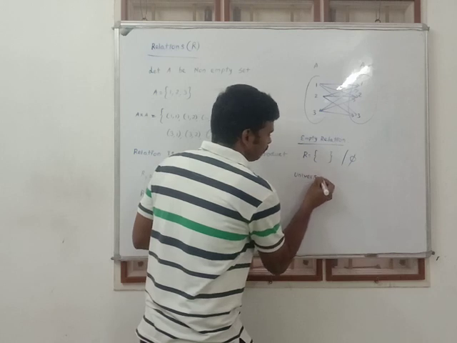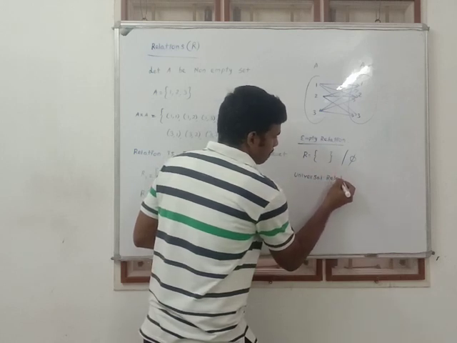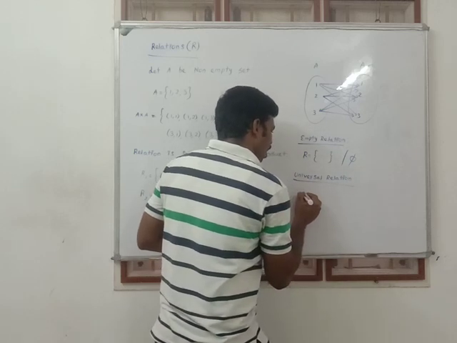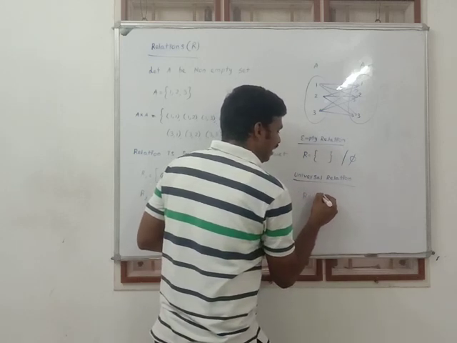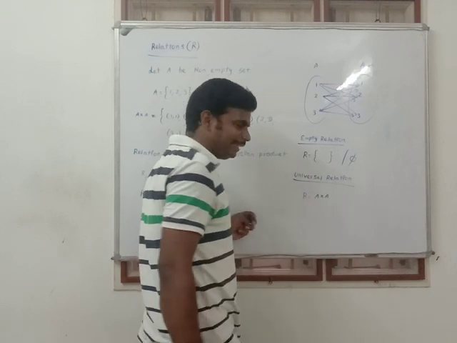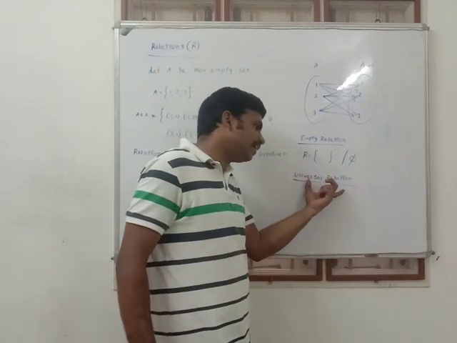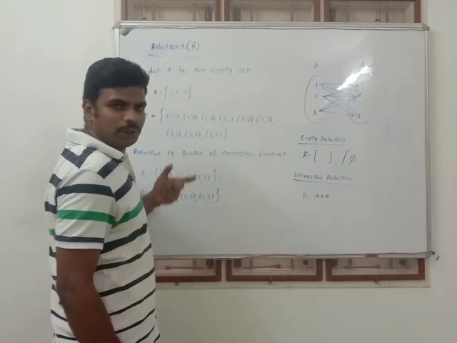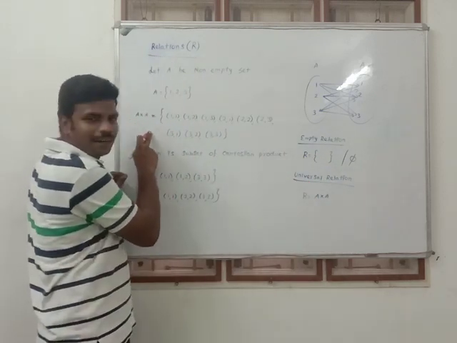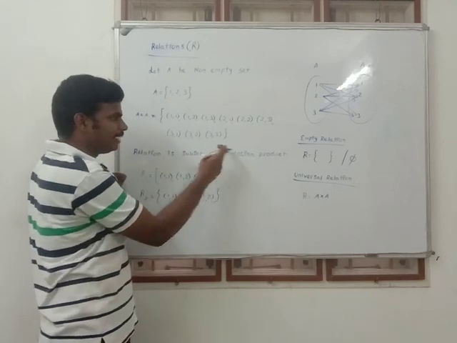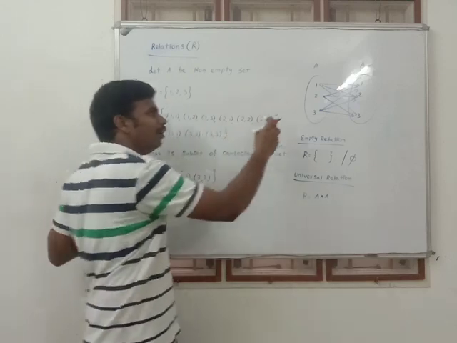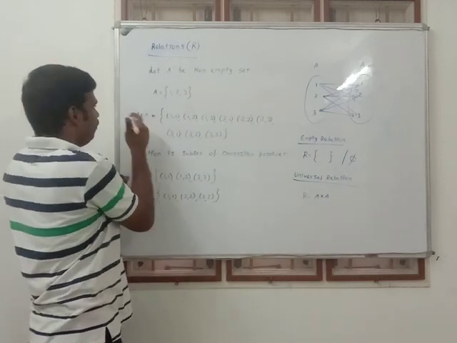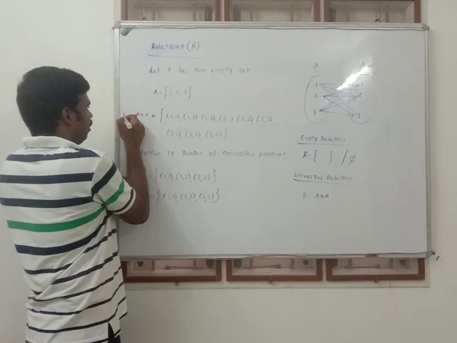Next, universal relation. Universal relation is R is equal to A cross A. A cross A means in the universal relation we take all elements of the Cartesian product. So this A cross A is called the universal relation. In the universal relation we should take all the elements in the relation. This is also a relation only.